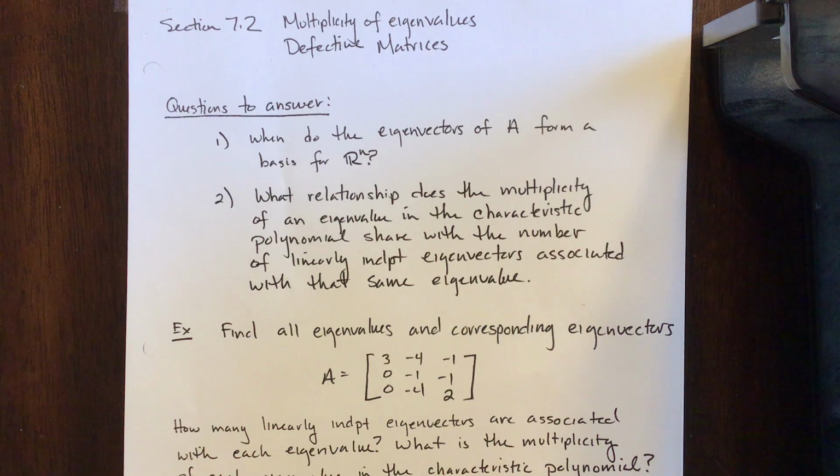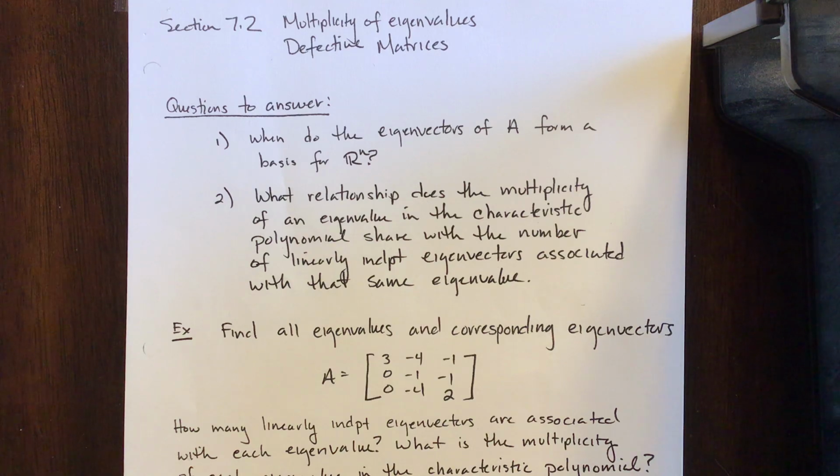Okay, so in section 7.1, we defined what an eigenvalue and an eigenvector was and how you would take the determinant of A minus lambda I to compute all the eigenvalues and find the null space of the matrix A minus lambda I to find their corresponding eigenvectors. Now we're going to be looking at the multiplicity of eigenvalues.